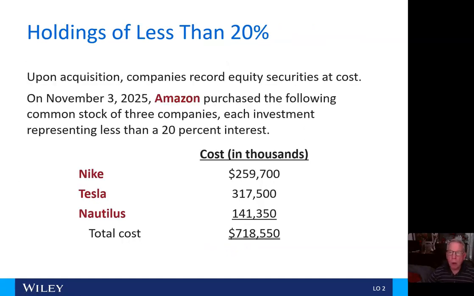Okay, so let's take a look at holdings of less than 20%. Here, upon acquisition, companies record equity securities at cost. So, on November 3, 2025, Amazon purchased the following common stocks of 3 companies, each investment representing less than 20% interest. Here's Nike, Tesla, and Nautilus, for a total cost of $718,550 in thousands. So that's going to be $718,550,000.